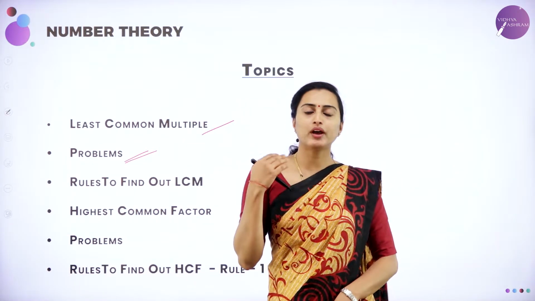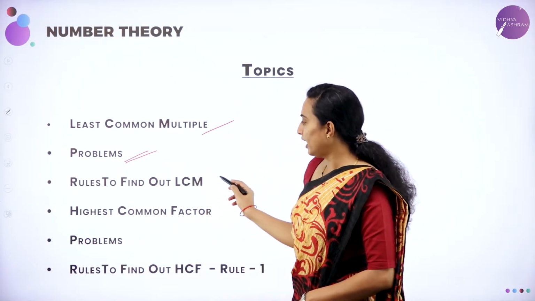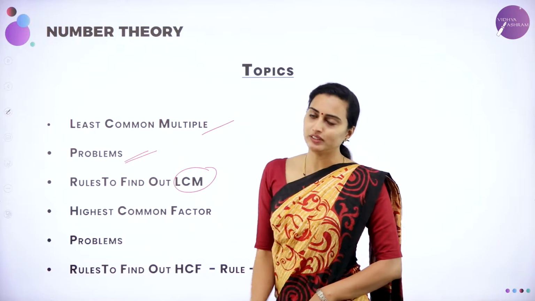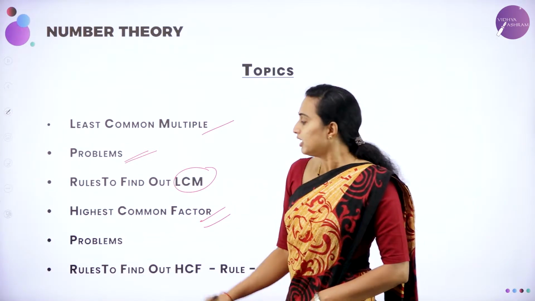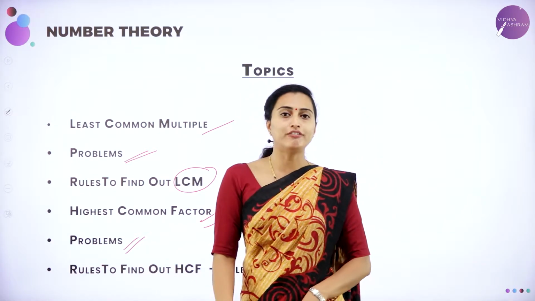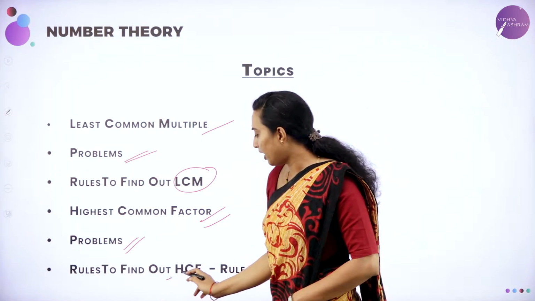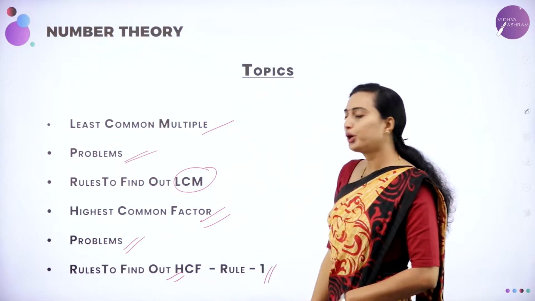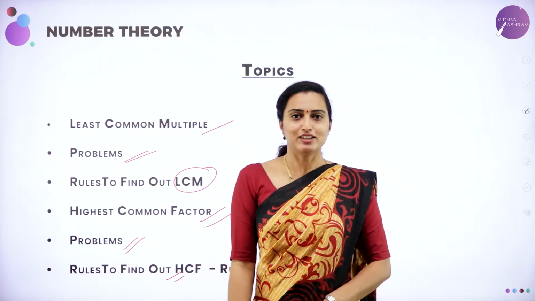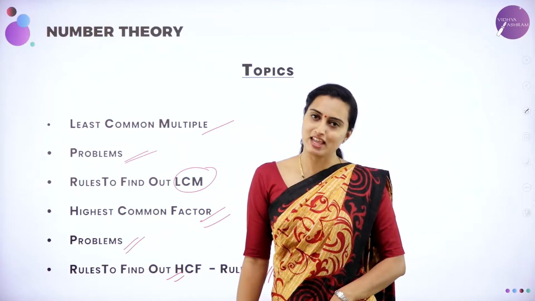That means you are going to have two rules under least common multiple. And then rules to find out, as I told you, the LCM and then the highest common factor, which is HCF, with example problems of highest common factor or GCD, and then you are going to have rules to find out HCF, of which especially rule 1 you are going to study. So let us move on to finding the LCM of a number.